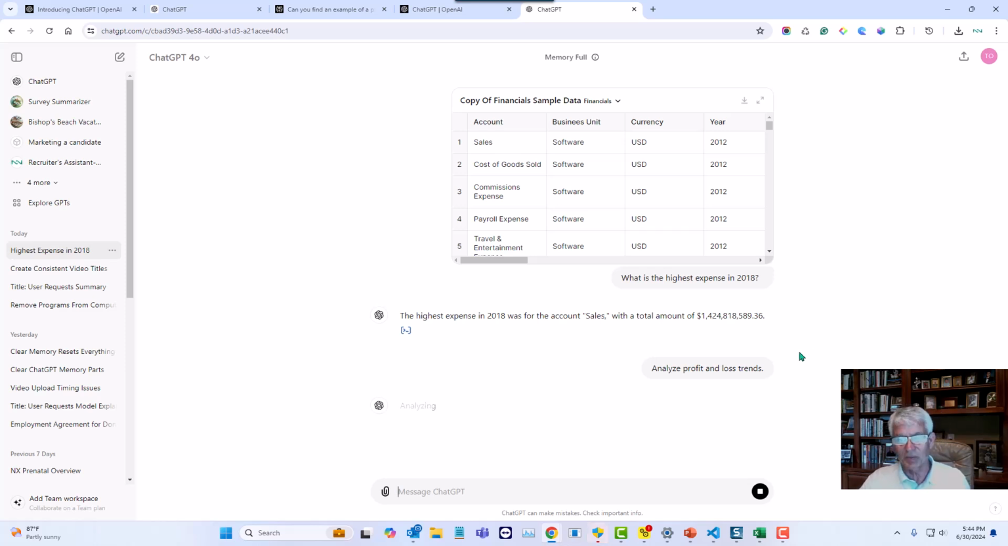And then it'll actually give you some suggestions here. So we'll just go with analyze profit and loss trends. So this will start analyzing the spreadsheet for you and generating information. There's a lot of information on the spreadsheet, so it may take a little while to generate this information.